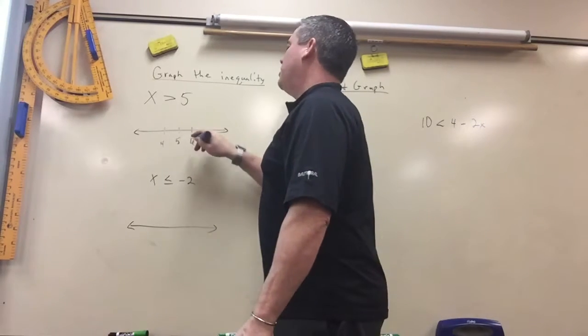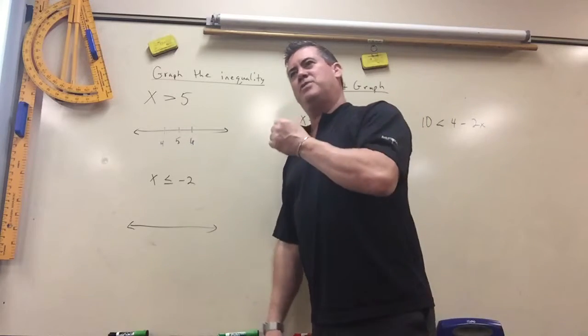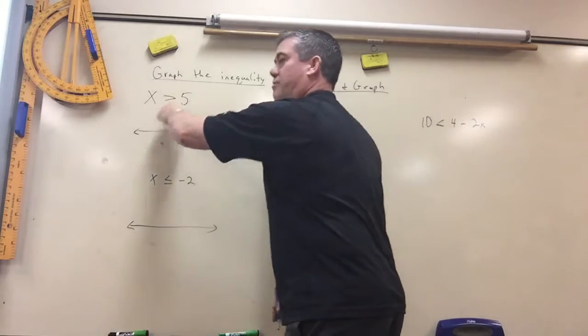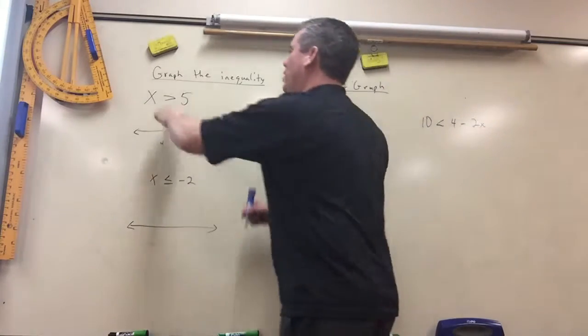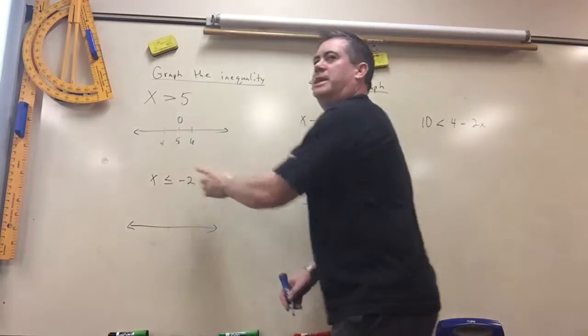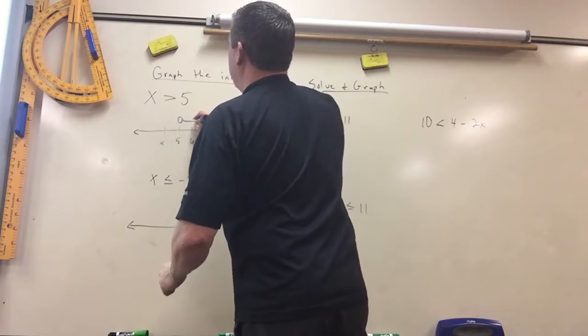You don't need to make a big long number line. You can just put 3 numbers on there. You need to make sure you put a hollow or filled in circle. Is this hollow or filled in? Hollow, because it's not equal to. Remember, if it has the equal, you fill it in. That means it includes it. So x is greater than 5 is everything to the right of 5.